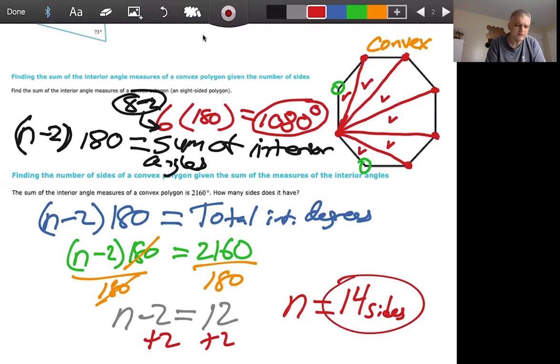So if there are 2,160 degrees inside of a convex polygon, then that polygon has 14 sides. The converse is also true. If a convex polygon has 14 sides, then its interior angle sum is going to be 2,160 degrees. You're using that formula, you're just substituting in the total instead of the n.